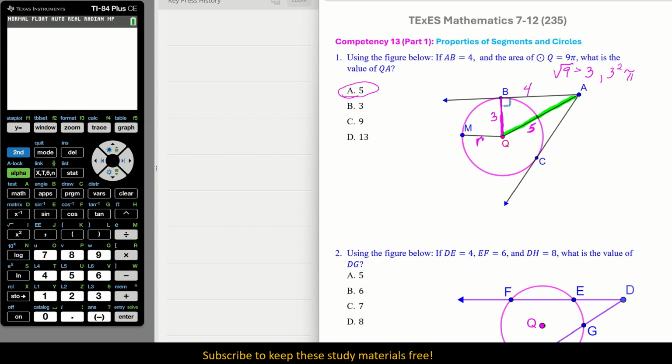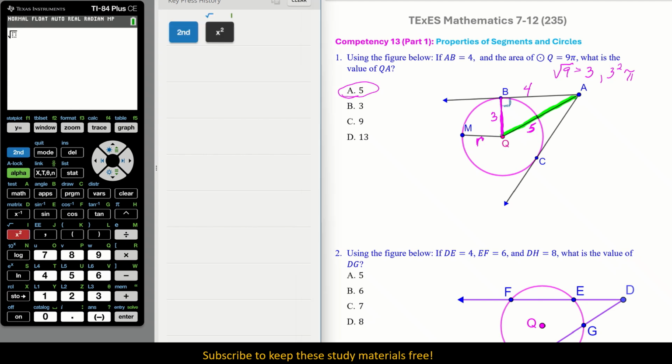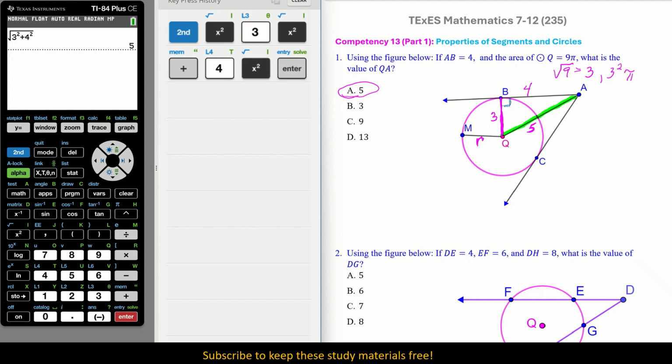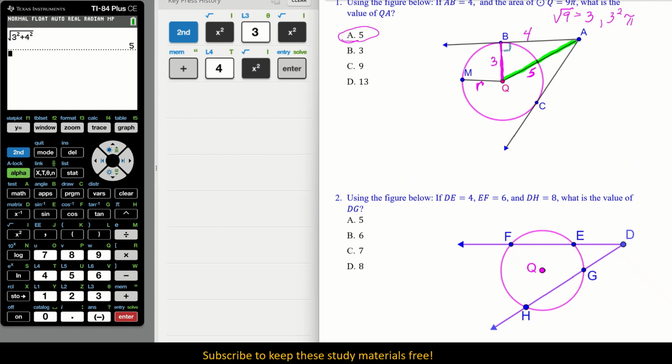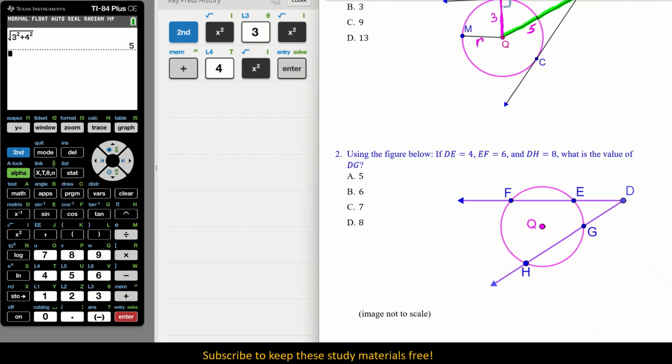And of course, if you're not sure about that, well, just pop it in the calculator. Second, square root, and we need to square 3, and then add it to 4 squared. Press enter, and of course we have 5. Okay, all right, now let's look at number 2.